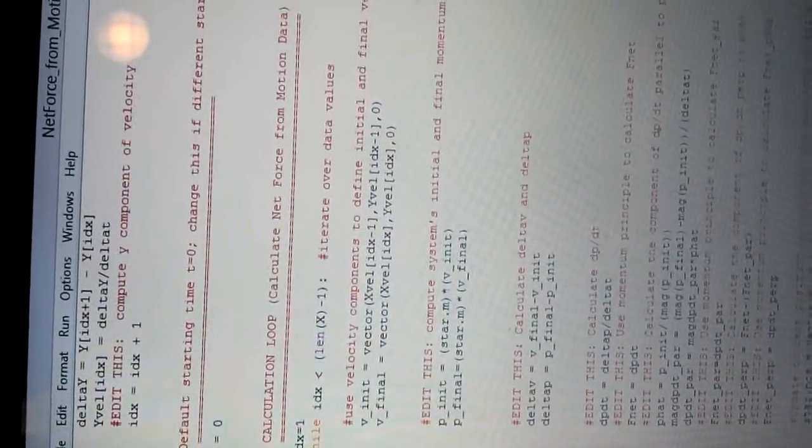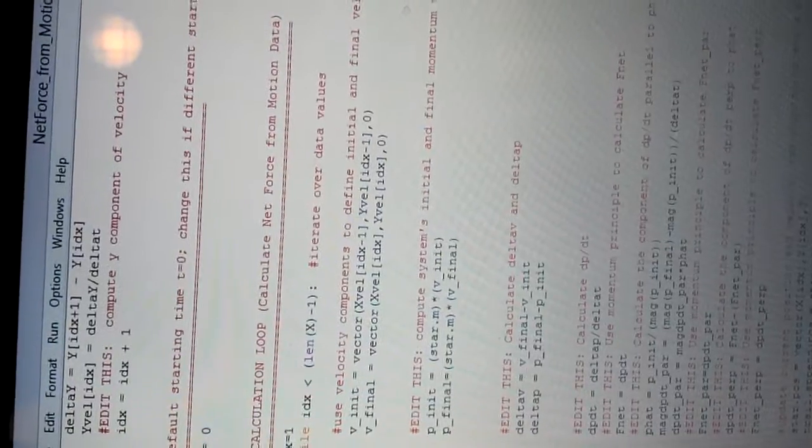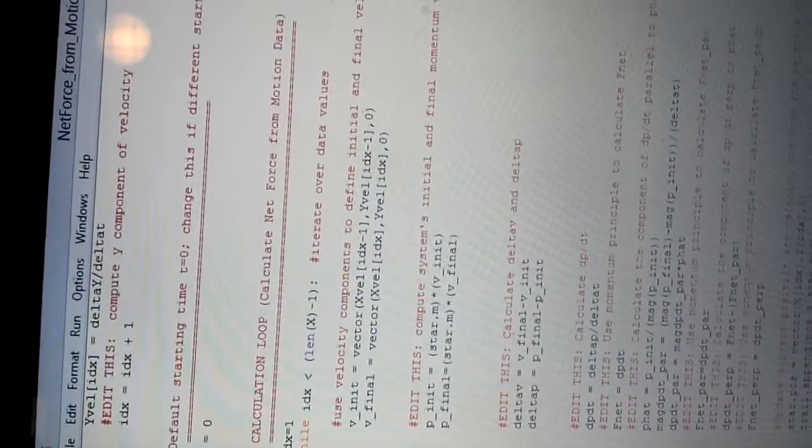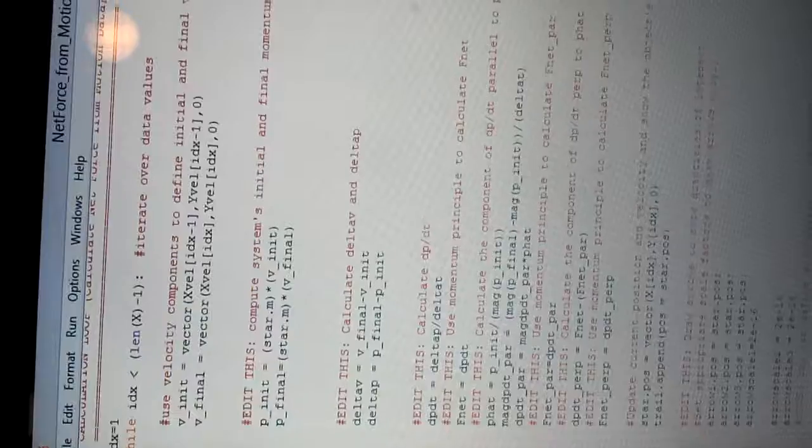So what we do is we take delta x and delta y, and we divide them by the time step, which is delta t. Now, this gives us our v initial and v final. Now, our p initial and p final is essentially the same thing, but we multiply it by the mass, and that gives us our initial momentum and final momentum. So, in order to find the change of both these quantities, we just do the p final minus the p initial, or the v final minus the v initial. Now, this gives us our dp.